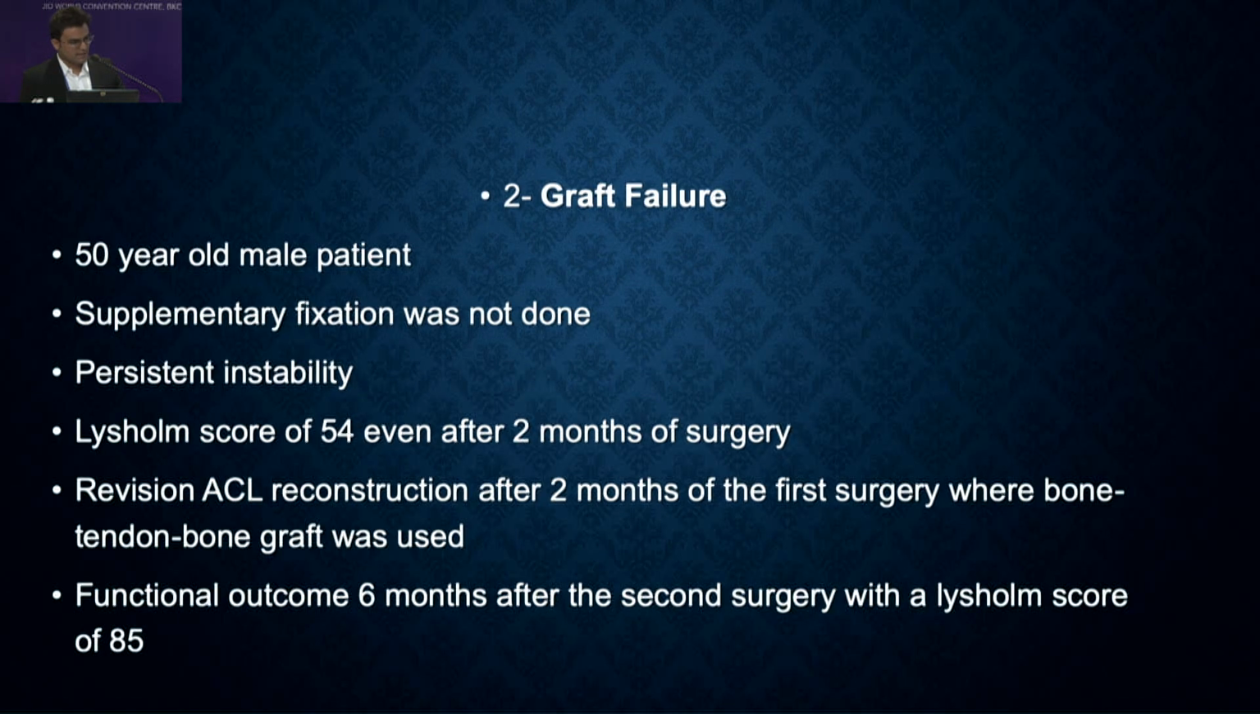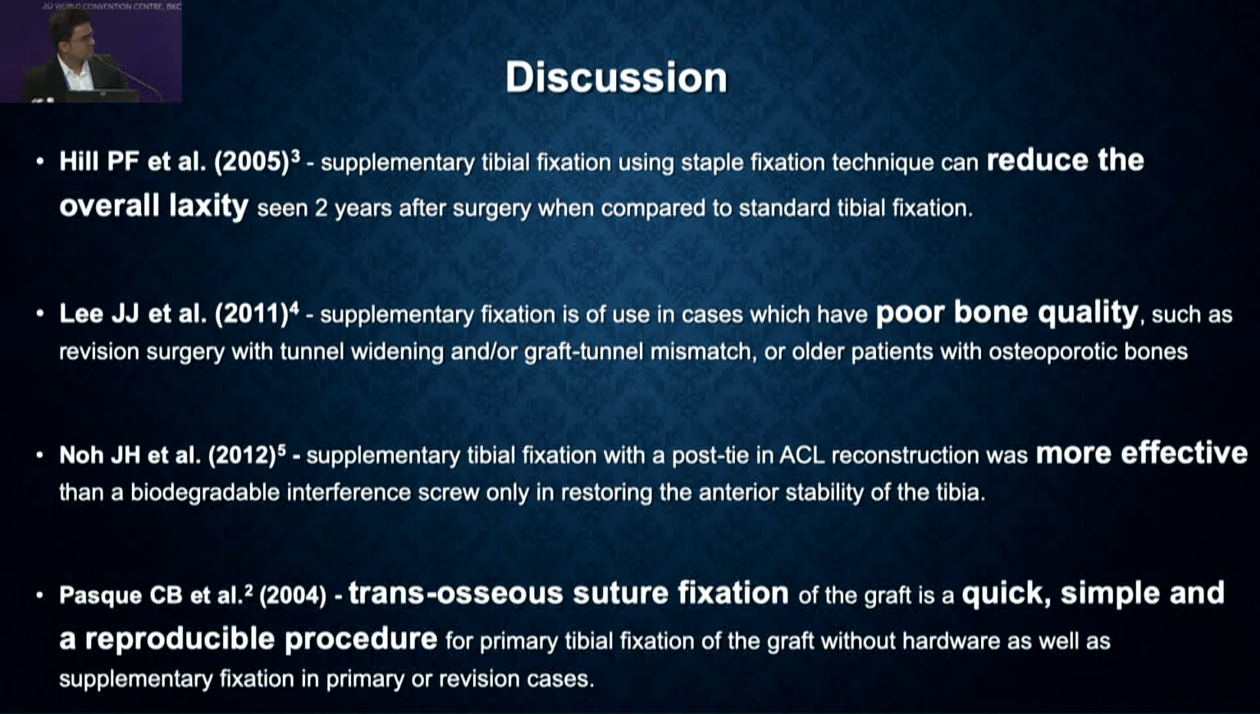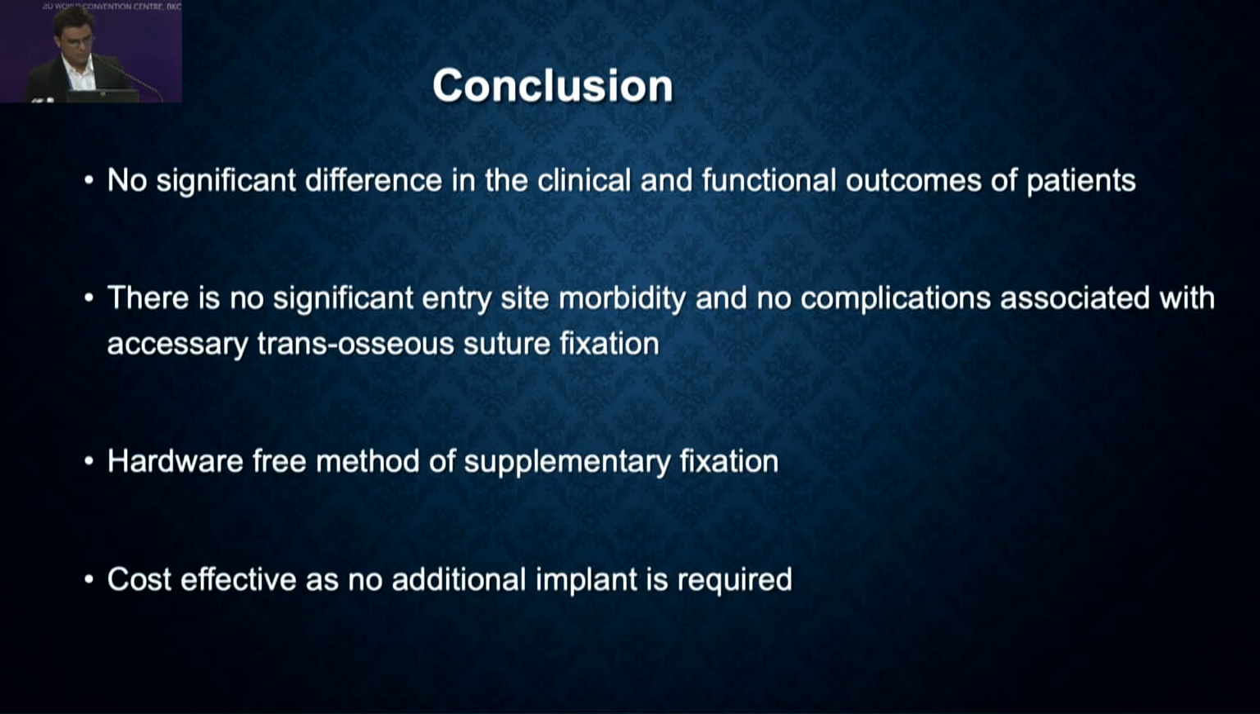This is another case, a 50-year-old male, where supplementary fixation was not done, yet the patient had persistent instability even after 2 months with a Lysholm score of 54, and thus the patient had to be reoperated with revision ACL using BTB graft. These are the various other studies which support supplementary fixation, and they advocated it to be done in patients with poor bone quality.